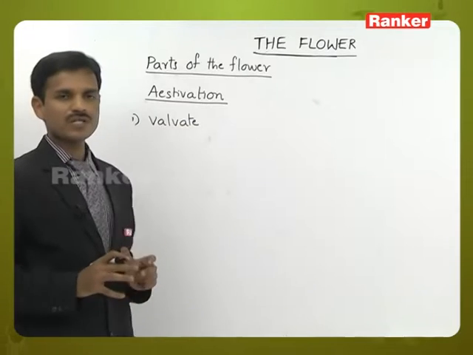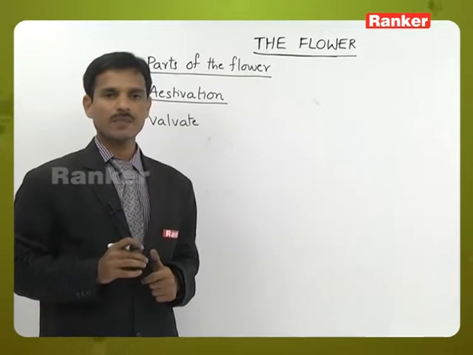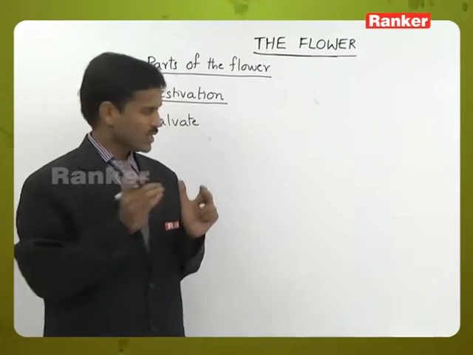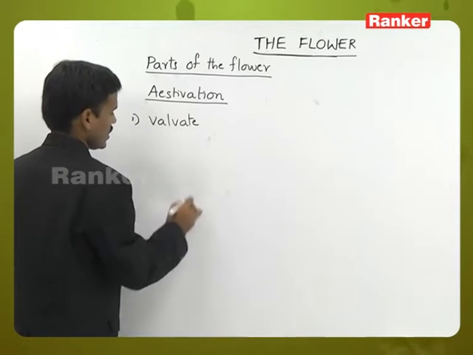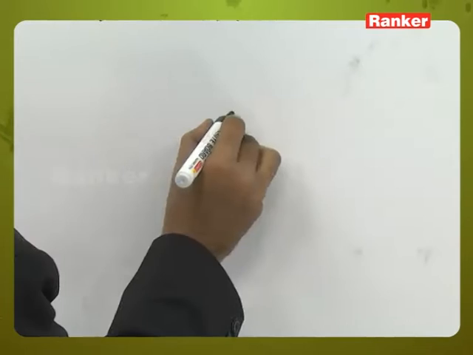Valvate type of aestivation: in this, the sepals or petals are arranged in one whorl and they are touching each other.